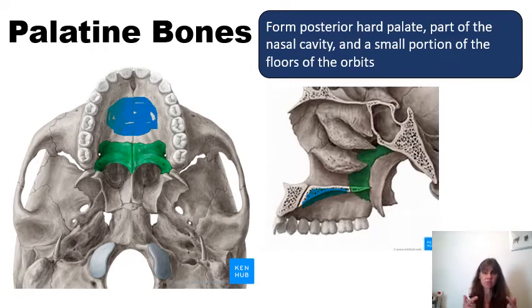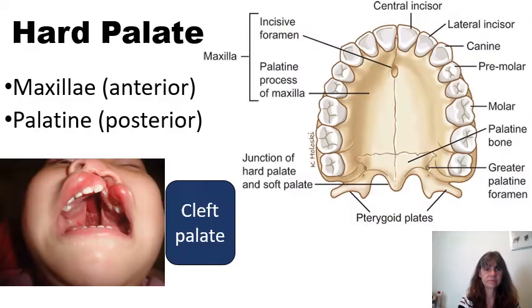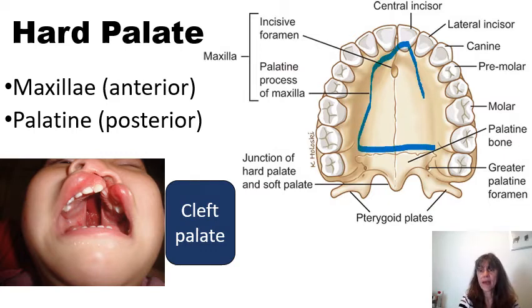The palatine bones form the posterior portion of the hard palate, part of the nasal cavity, and a small part of the floor of the orbit of the eye. So here's the hard palate, the majority of which is formed by the maxilla. And then the posterior portion of the hard palate is formed by the palatine bones. So here we have the palatine process of the maxilla.